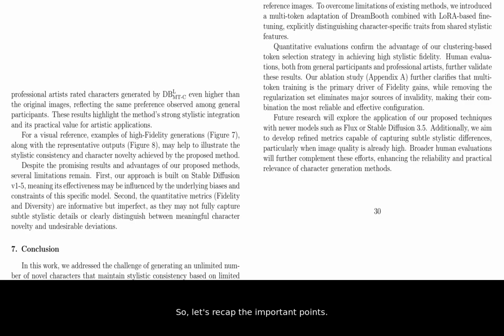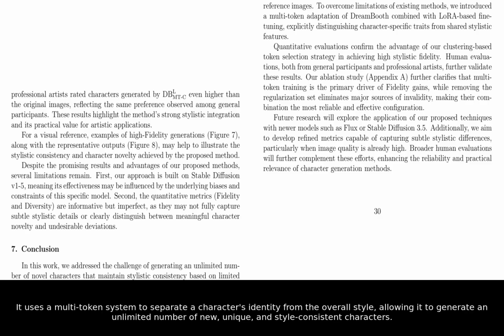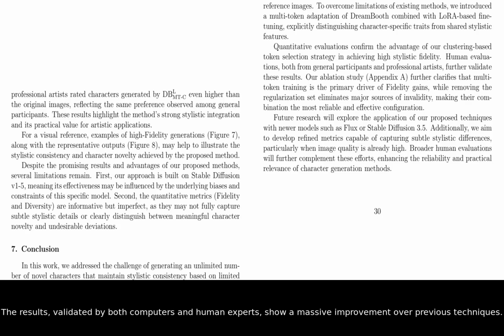So, let's recap the important points. These researchers developed a method that can learn a specific art style from a very small number of images. It uses a multi-token system to separate a character's identity from the overall style, allowing it to generate an unlimited number of new, unique, and style-consistent characters. Their method is not only effective but also highly efficient. The results, validated by both computers and human experts, show a massive improvement over previous techniques.